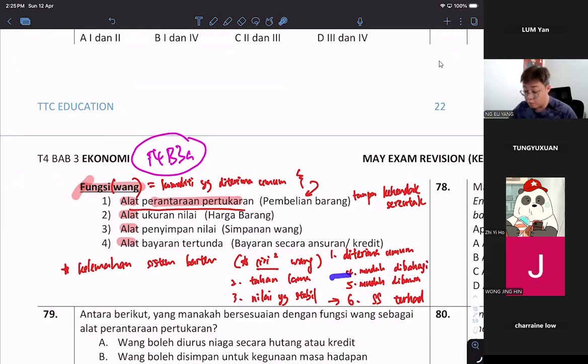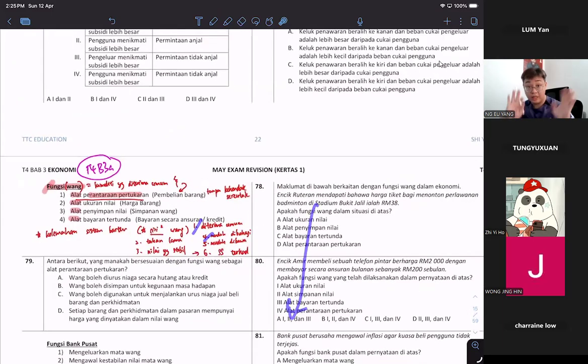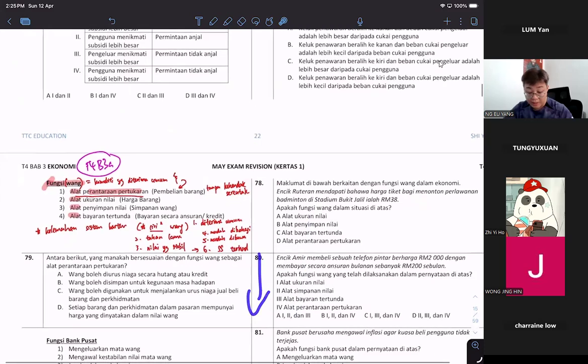Okay, so number 4, mudah dibahagi kepada unit kecil. So your money for 10 ringgit, we can try to dibahagi kepada 5 ringgit, 2 pieces of 5 ringgit. So let's say we have a beverage for 5 ringgit, you're paying for 10 ringgit, so I give you the balance back for 5 ringgit. So this is mudah dibahagi kepada unit kecil. Okay? Done. So this is all your objective, your default homework. Try on your own. So done for the fungsi wang.